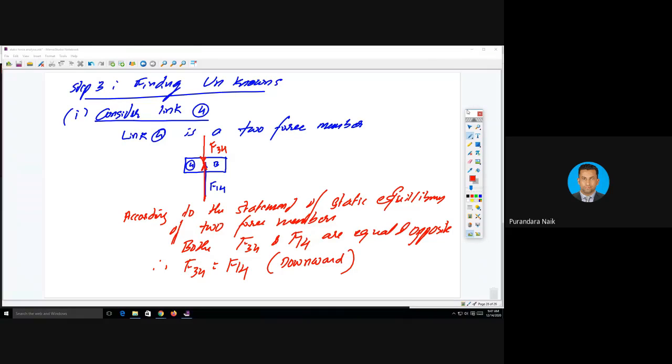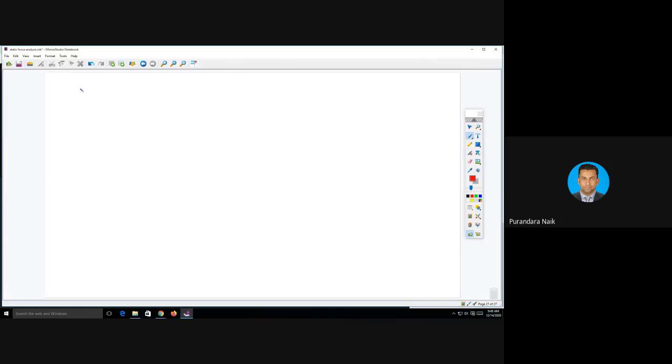What we have to do next? With this, we know the direction, but we don't know the magnitude. You cannot find out the magnitude by this link, right? We can find out only the direction of F34. That's all. Next step. So consider link 3. Now the link 3. Consider link 3.